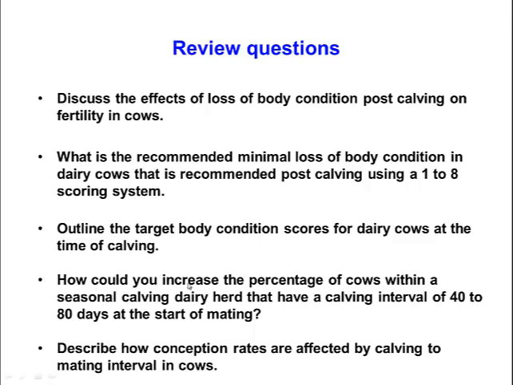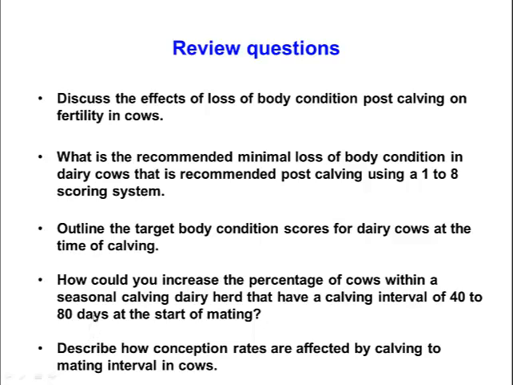How could you increase the percentage of cows within a seasonal calving dairy herd that have a calving interval of 40 to 80 days at the start of mating? Well, this requires quite a bit of management. We need to try and manage their body condition so that they have adequate body condition at the time of calving. We need to ensure that once they do calve, we provide them with adequate food so that they don't lose too much body condition score following calving, and so that they start cycling early in the mating period. That way we can try to get them in calf as early as possible.